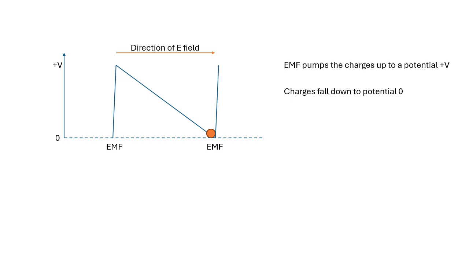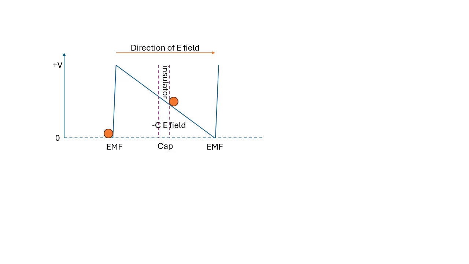Since it's a circuit, the EMF pumps the charges away again. And so it continues. Now let's see what happens when we put a capacitor into the circuit. The capacitor is shown here with purple dotted lines. It has two metal plates where those dotted lines are and an insulator between them.